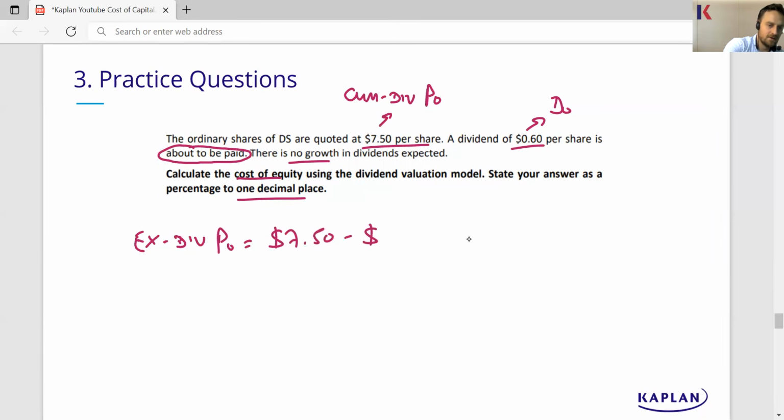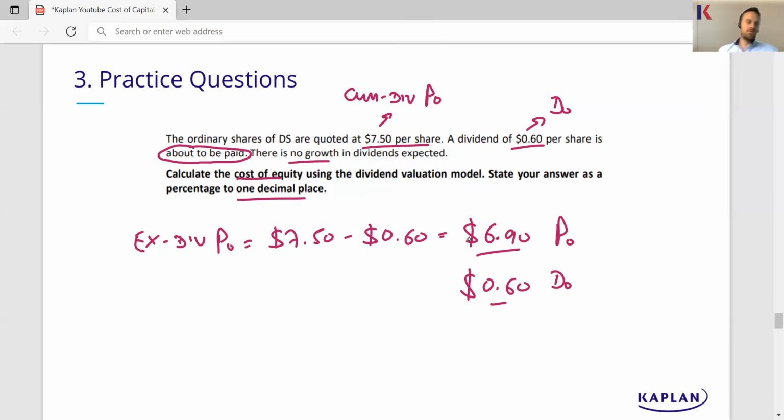minus 60 cents, which is 690. So that's our ex-div P0, and that's what we're going to use as P0 in our formula in the DVM. We've got D0, which is 60 cents. And G is 0, so we could just ignore G. So we're going to use the DVM formula.